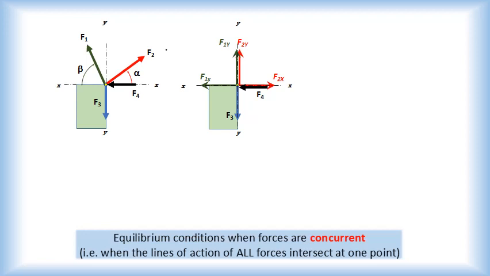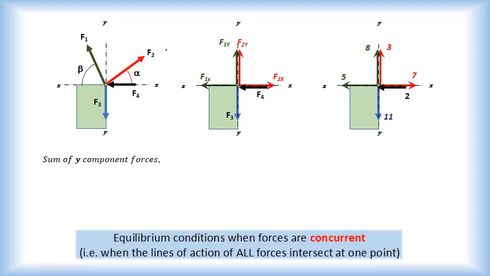Now to make it easier, let's put in some values for the forces. The algebraic sum of the y component forces, which is 8 plus 3 minus 11, equals 0. And similarly, the algebraic sum of the x component forces, 7 minus 5 minus 2, also equals 0.